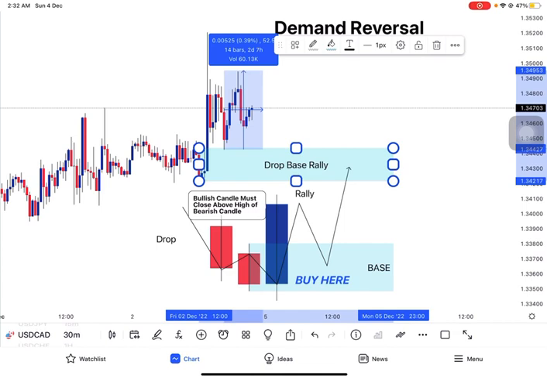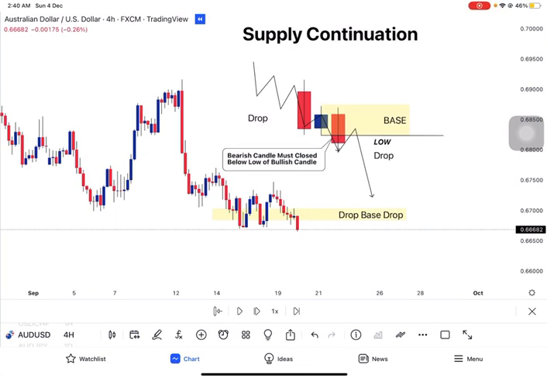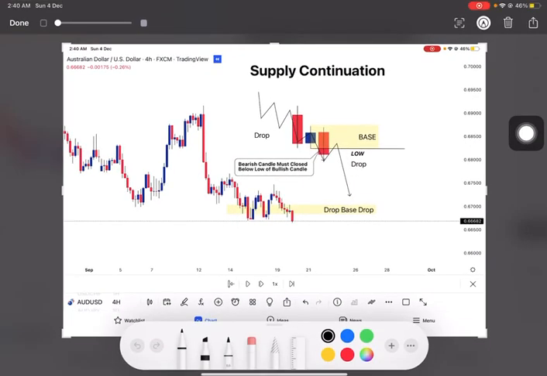Then we will continue on the supply part. After the demand we got the supply. For supply, the same thing also has continuation and reversal. So first Kelvin will explain the supply continuation. When we talk about supply, that thing is making the price become lower and lower. So it will become a downtrend, which is a drop. Then the base will become a sideways, which is a bullish candle for the pullback. And another drop and another downtrend.